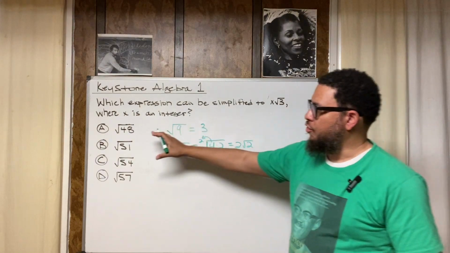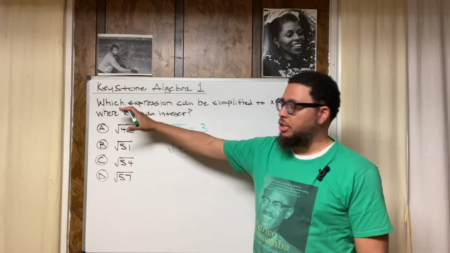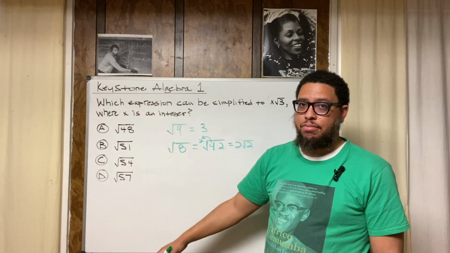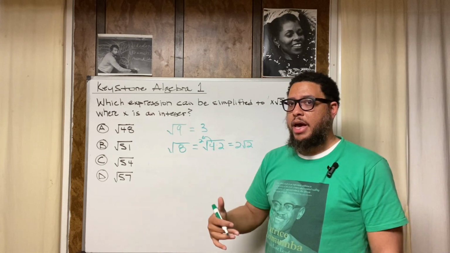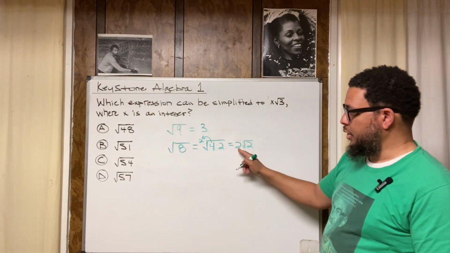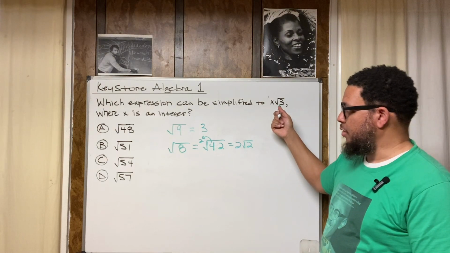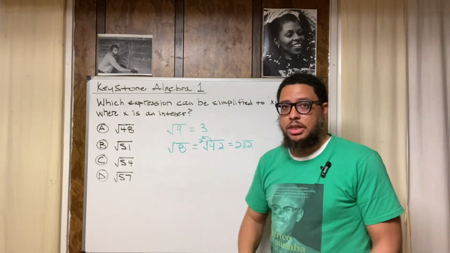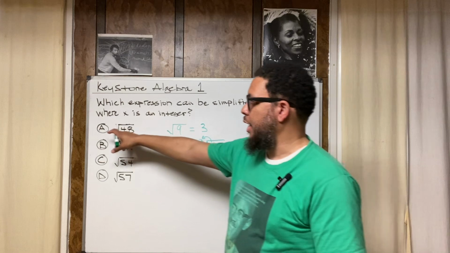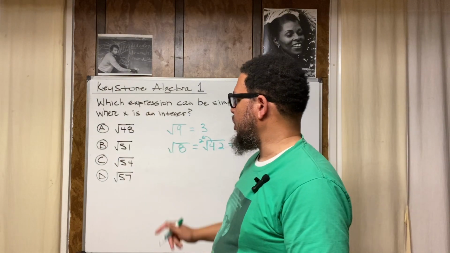So what they're looking for is, which of these answer choices can be simplified in a way where you have an integer outside, like this 2 is, and you have root 3 on the inside. All right, root 3 on the inside. So let's go through these step by step. Let's look at choice A. Choice A is root 48.